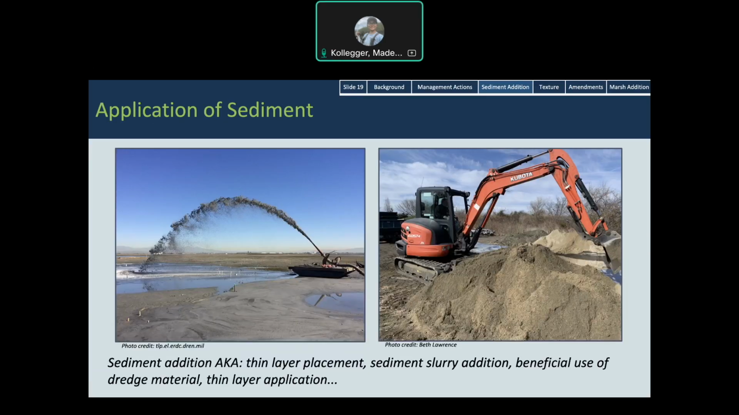And so when it goes to be applied, they can mix that sediment with water and spray broadcast it onto the marsh. As you can see on the left, that's one technique that's been done. But there are lots of different ways this can be done, and it also has lots of different names, such as thin layer placement, sediment slurry addition, and so on. The term I'll use today is sediment addition. And so despite being commonly used, this technique's actually been in use since the 1930s along the Gulf Coast, mostly in the United States. There are still a lot of gaps in our knowledge.